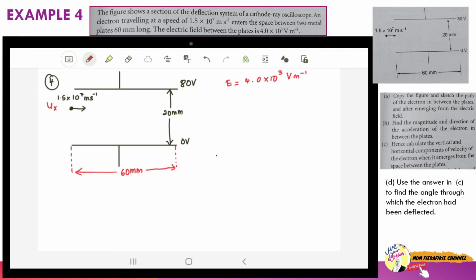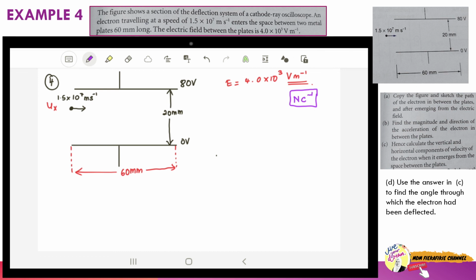Okay, so kalau you tengok unit ni volt per meter, tapi bila you jawab soalan, tolong tinggalkan jawapan dalam Newton per Coulomb. Okay, tolong bagi dalam bentuk ini unitnya. Boleh? Okay, good. Alright, question A.